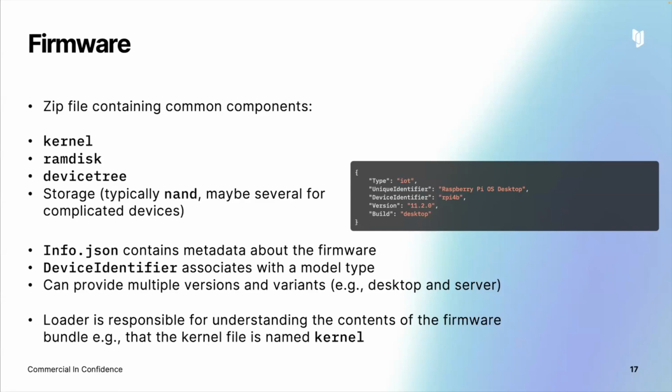The listed file names here, kernel, RAM disk, etc., are common but not necessarily required, except for info.json. So the loader is responsible for knowing how to handle the firmware bundle as a whole and may define a different structure.